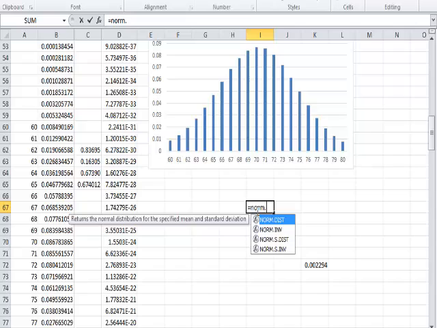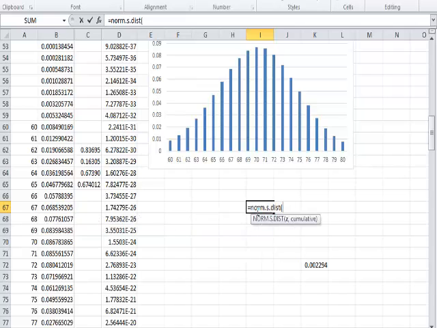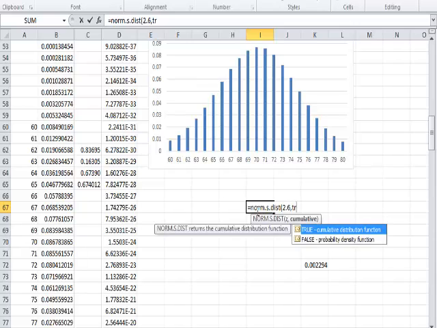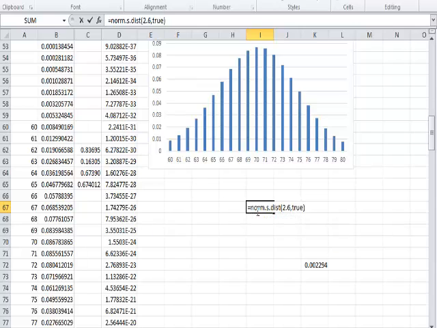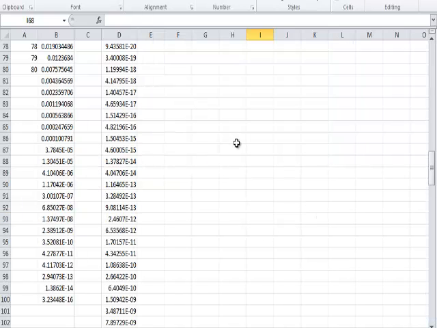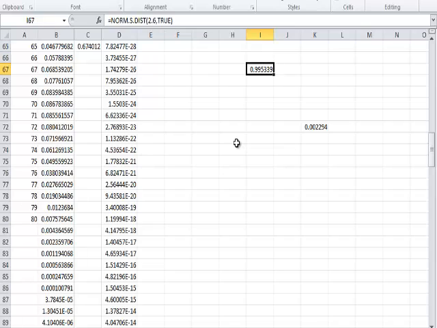norm.cdf of 2.6, comma true. What happened? 99.5%. Now, there are some numbers that every statistician must know by heart.